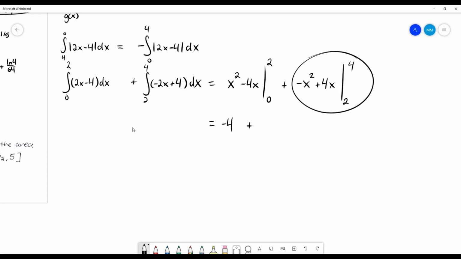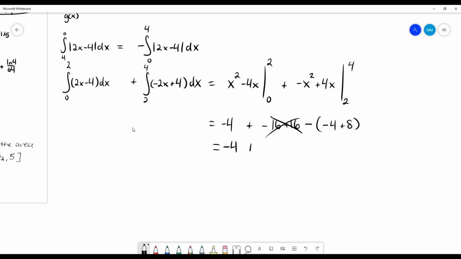Then we want to add this over here, which is, let's see, so it's going to be negative 16 plus 16, and then minus negative 4 plus 8. So this is going to equal negative 4. Those cancel out, plus, well, this is going to be a 4, and we're subtracting it, so it's plus another negative 4. So our answer is going to be negative 8.